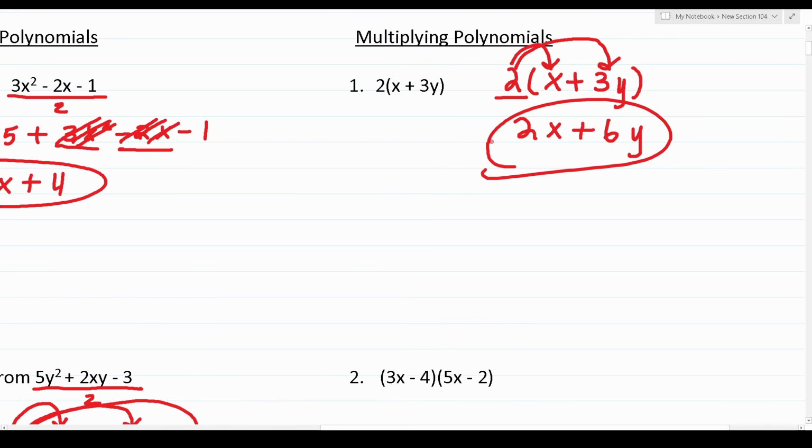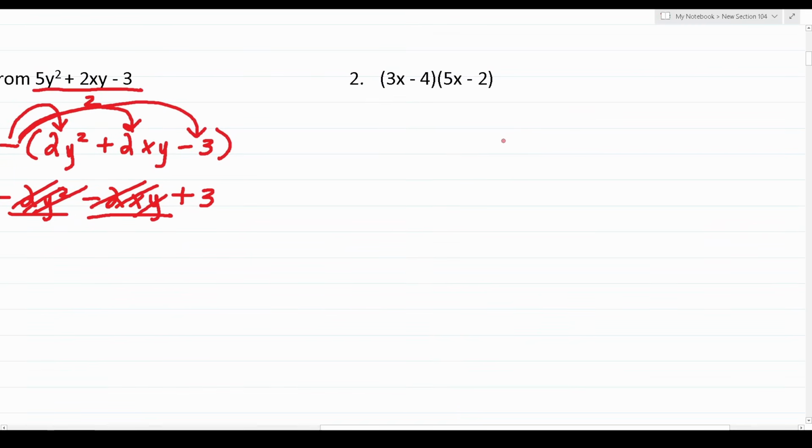All right, so we just multiplied those two things together. Let's go ahead and take a look at number 2 now. Again, distributive property says take all the terms in your first polynomial and multiply them by all the terms in the second polynomial. All right, so with that in mind, let's take a look at this one. We have 3x minus 4 and 5x minus 2. Again, 3x minus 4 is our first polynomial, and 5x minus 2 is our second polynomial.